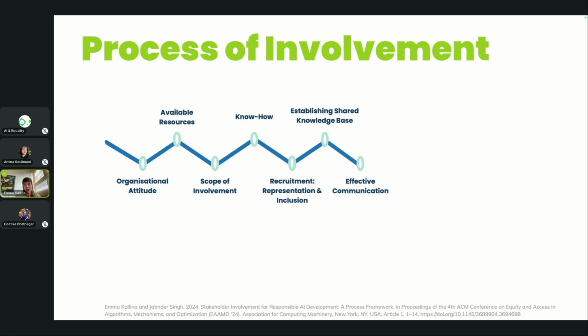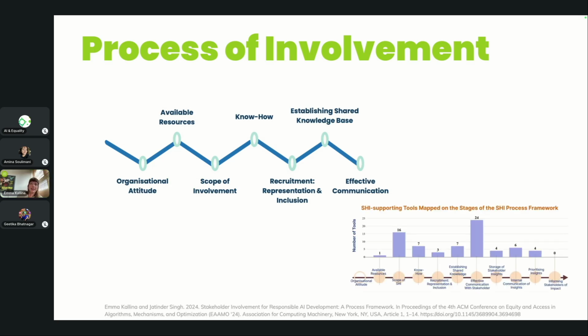Interestingly, I've done a lot of research with people that do stakeholder involvement, and they all say that bit is actually really quite easy. And here, if you can see, the process at the bottom is the exact same process that we're talking about right now.